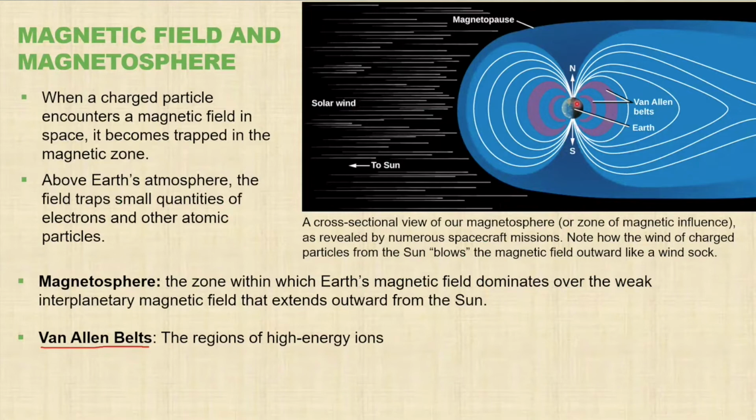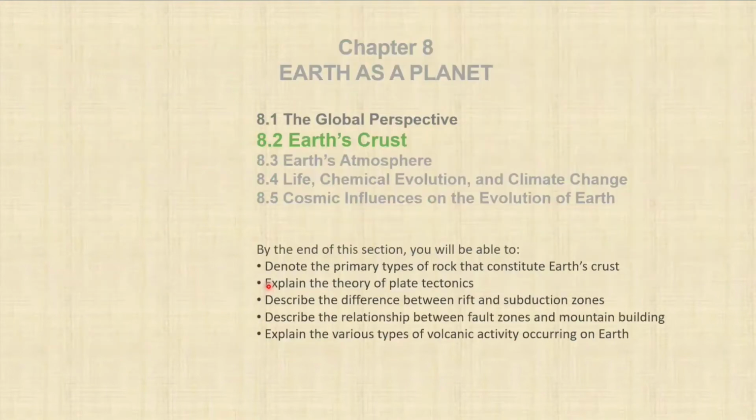And as they enter the Earth's north pole or south pole, the charged particles ionize the molecules in the atmosphere, and that causes the auroras, or the northern lights. And so that's the overall global perspective of the Earth's surface and the magnetosphere.